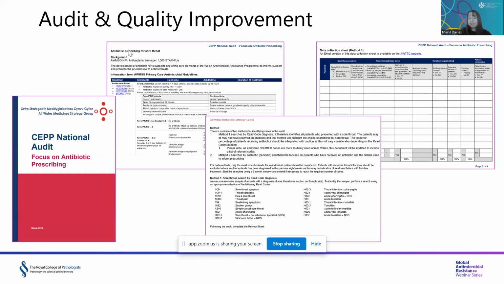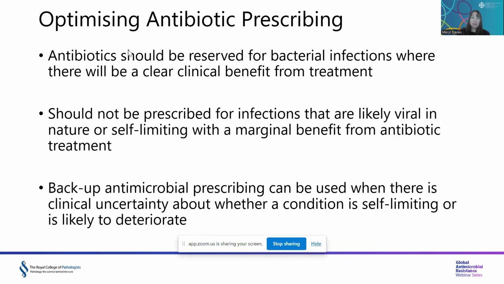We have audit and quality improvements resources available to our prescribers. I've got the Welsh example here from the perspective of the CEP national audit for focus on antibiotic prescribing, and these could be for a drug class or for a specific indication. So an example here is the audit for antibiotic prescribing for acute sore throat. Within the United Kingdom, there are other audit packs available, such as those available on the Target package.